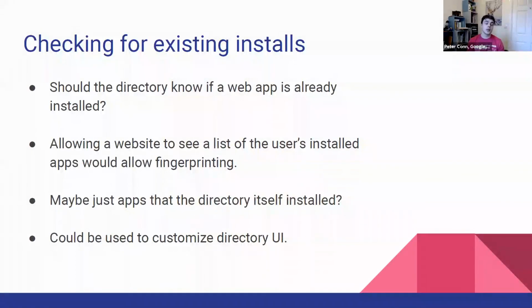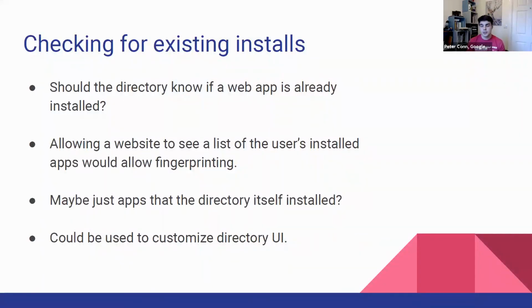And on that topic, the biggest of the outstanding questions, checking for existing installs. So you can imagine one of these directories, the user's gone and installed a few things, and they come back a day or so later. The directory would want to customize its UI, so maybe it will just ignore the apps that the user has already installed, or maybe they'll be grayed out, maybe the button will say launch instead.